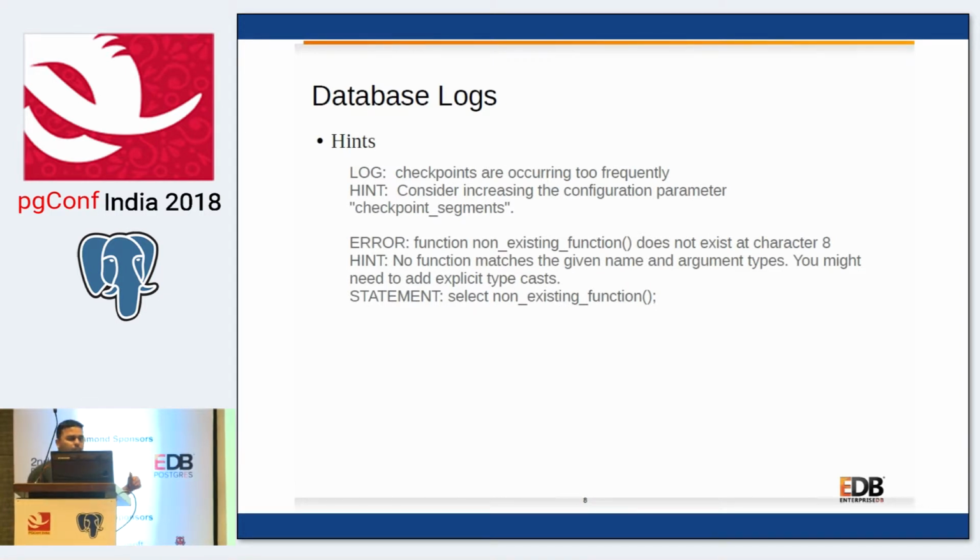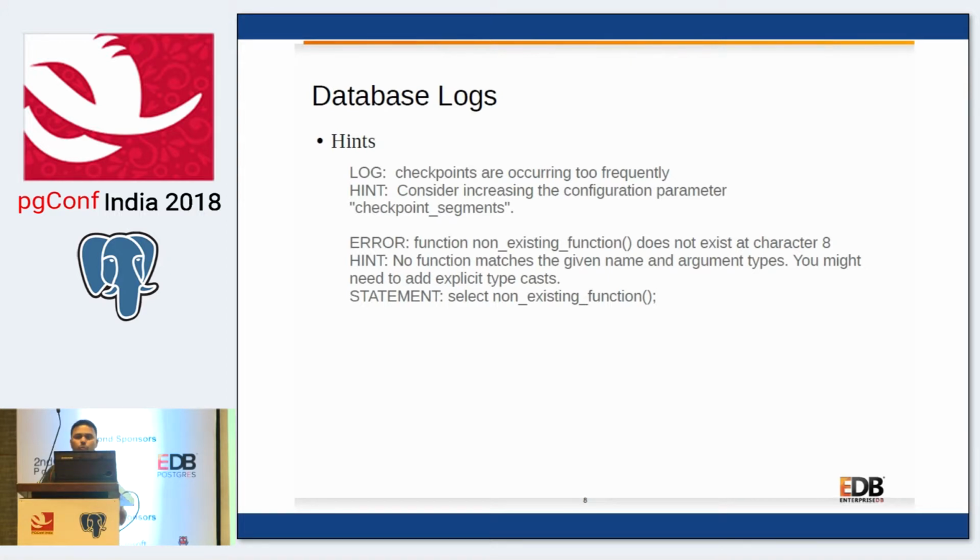And then you can find some hint messages as well, which are very useful. For example, if checkpoints are occurring very frequently in your database, you would see a message saying that checkpoints are occurring very frequently, so you need to consider increasing something called checkpoint segments. Those can be very helpful.